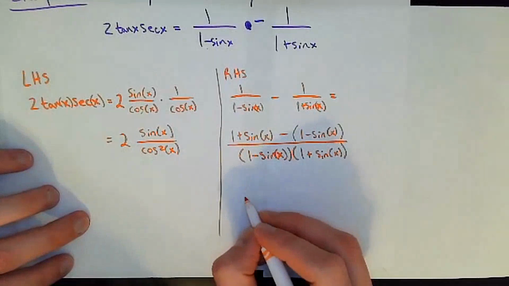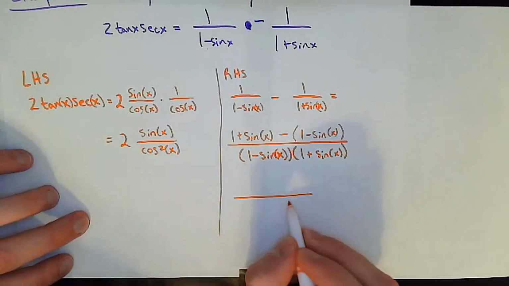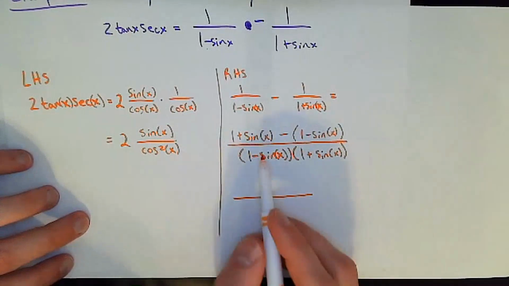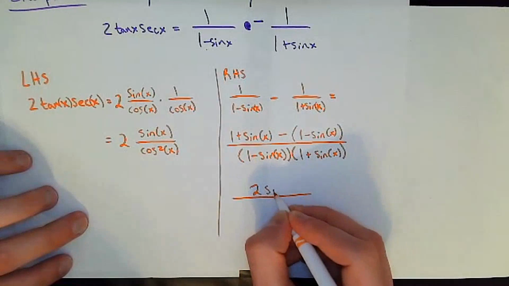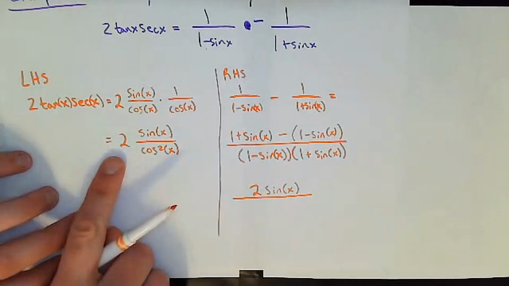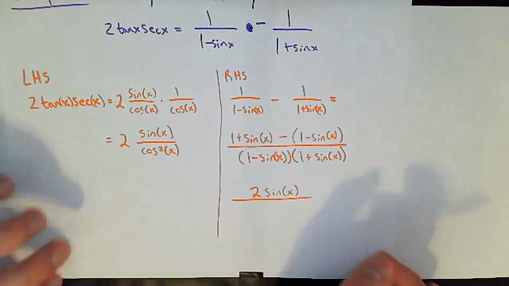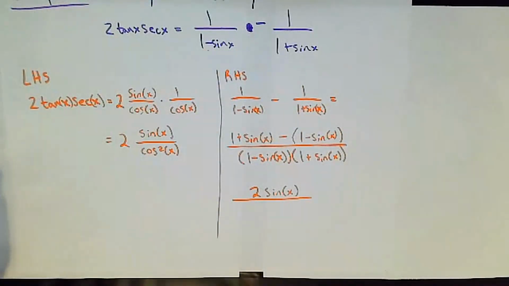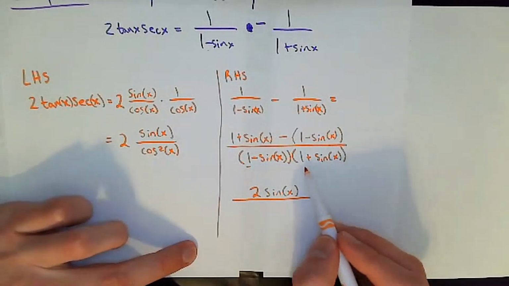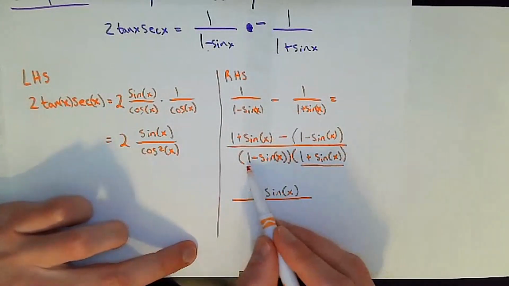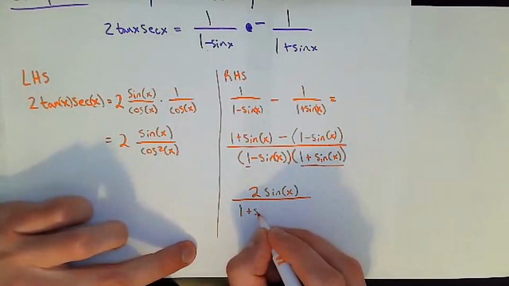Okay, so now in the top I have 1 minus 1. That's going to cancel. You see that? 1 minus 1. And then I have sine x minus negative sine x. Long story short, I get a 2 sine x. That looks good. 2 sine x. And in the bottom, what do I get? Let me go ahead and multiply this out. 1 times 1 is 1. 1 times sine x is sine x.